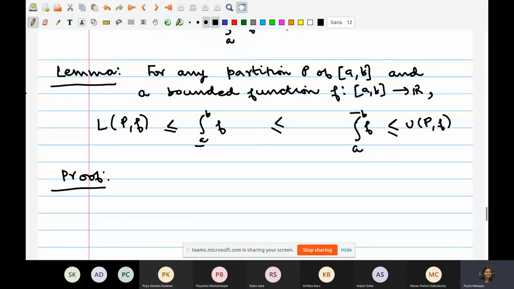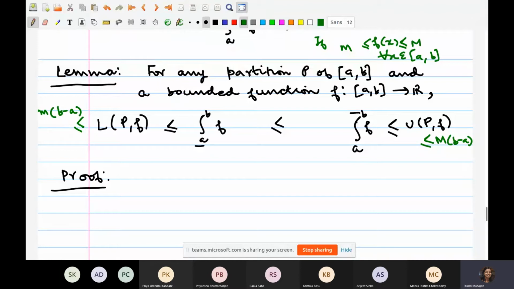And by the way, I will just write it in green ink that if the bounds for f are, let's say, capital M and little m, because the function f is bounded on the interval AB, then the upper sum is going to be bounded by this quantity and the lower sum is going to be bounded by this quantity. This is something you can verify on your own. We just did it, but I'll take this opportunity to write this down.